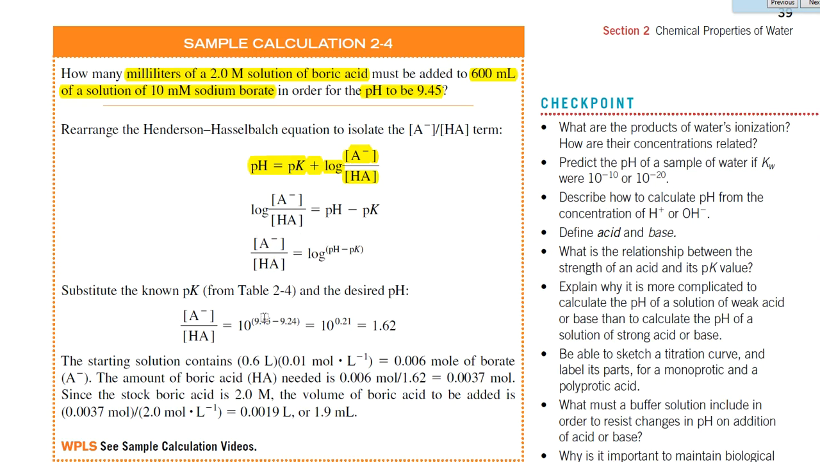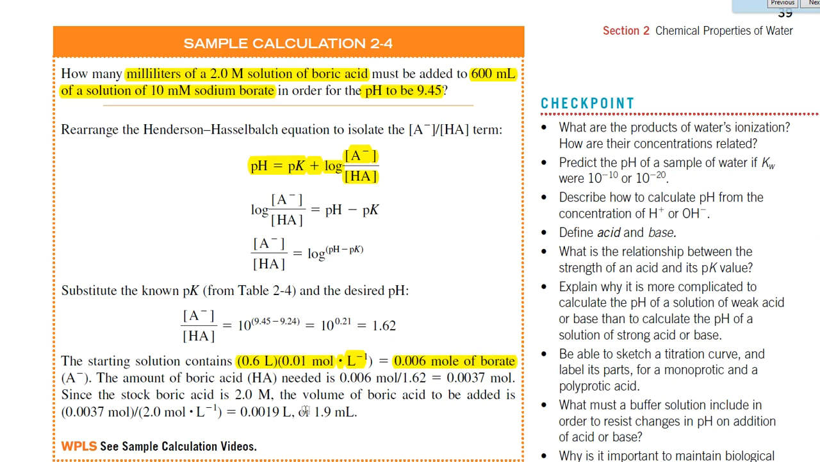So we'll substitute the values. We know that the pH value is 9.45, and for boric acid the pK is 9.24. We find that the ratio is 1.62. What is given is that the starting solution contains 600 ml of 10 millimolar sodium borate. So 600 ml is 0.6 liter and 10 millimolar is 0.01 molar. We'll multiply it, and we find 0.006 mole of borate.